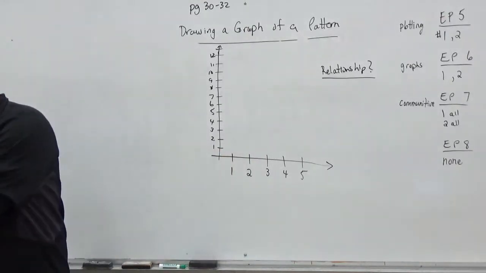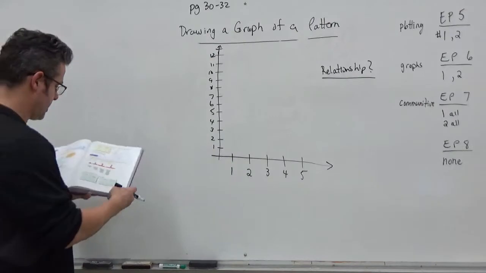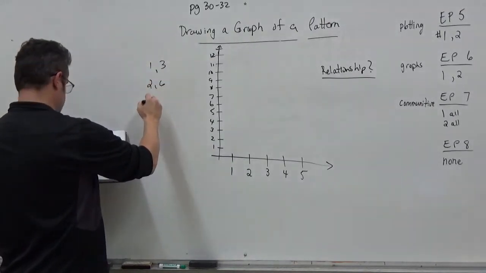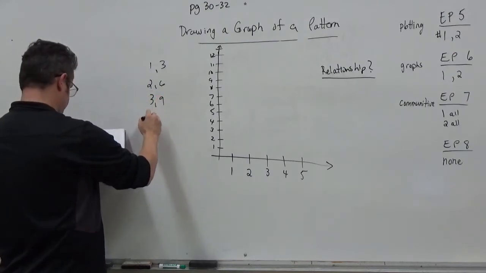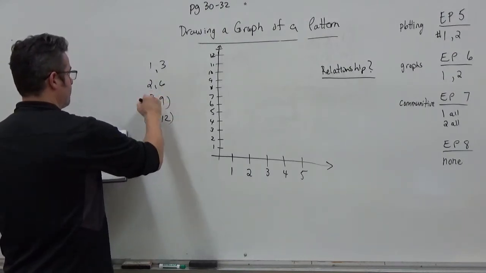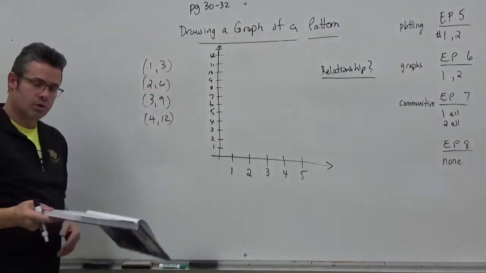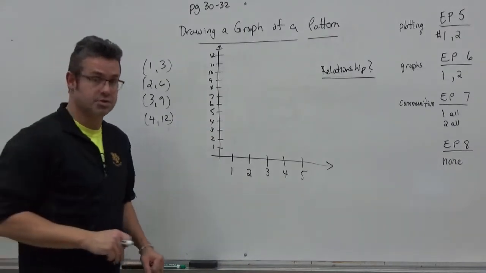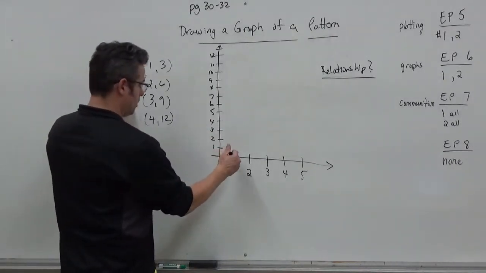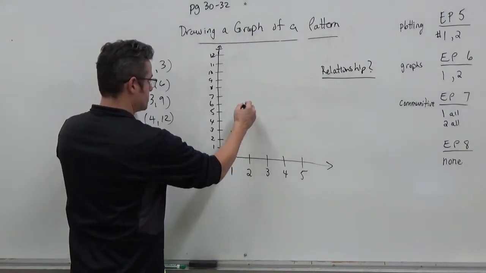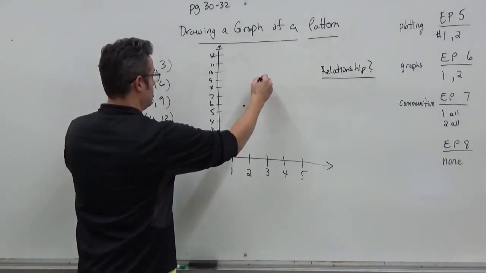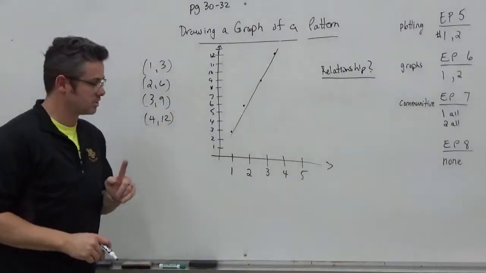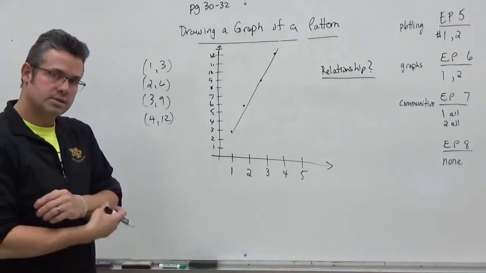So it gives us the input and the output as 1, 3, 2, 6, 3, 9, and 4, 12. Those are the coordinates it gives us. Those are the points we want to plot. And it asks us to describe the relationship. So 1, 3, 2, 6, 3, 9, 4, 12. There is a relationship because there's a straight line. So what is the relationship?